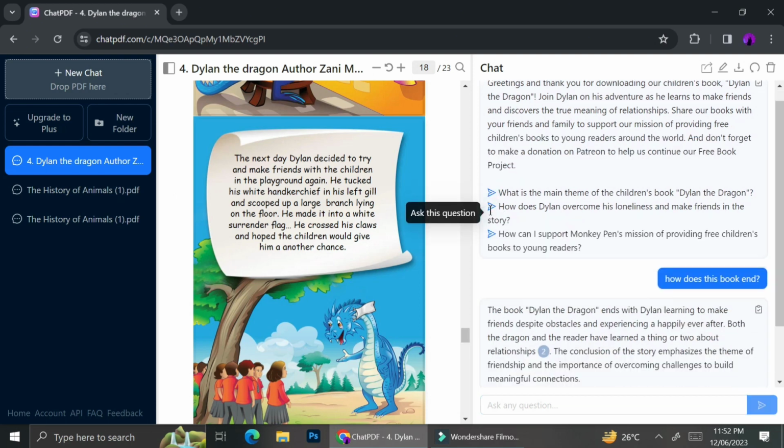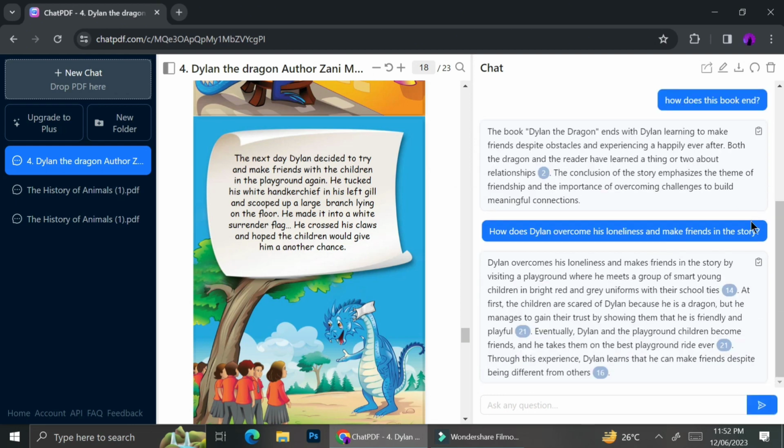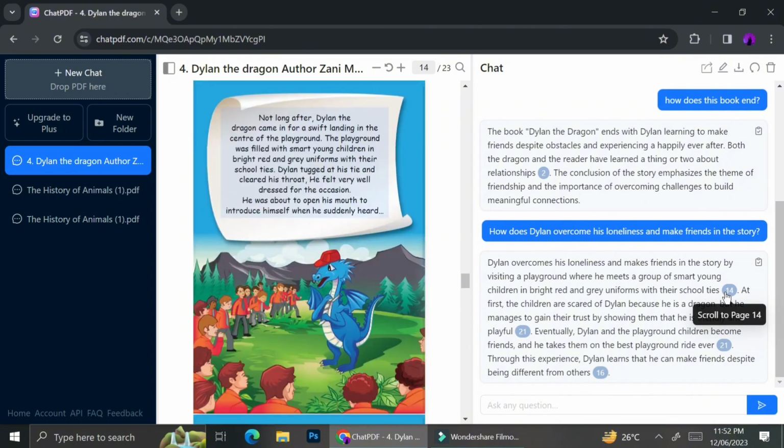Now, I'm quite intrigued with the second question that they suggest, which is how does Dylan overcome his loneliness and make friends in the story? It says that Dylan overcomes his loneliness and makes friends in the story by visiting the playground, where he meets a group of smart young children in bright red and gray uniforms. It also shows me the page number where that happens, which is page 14.